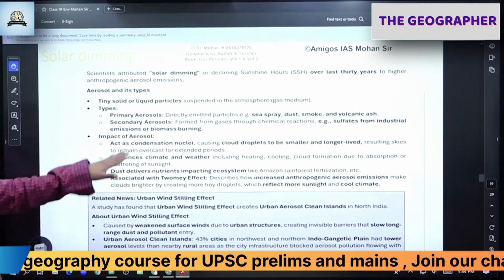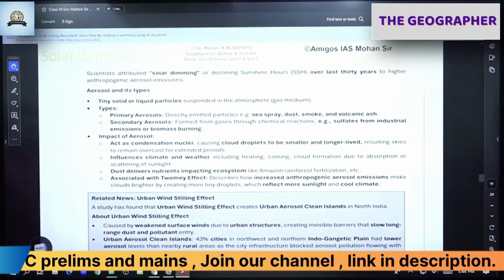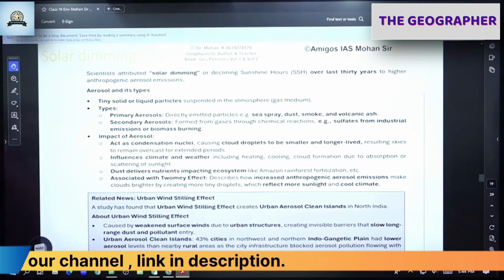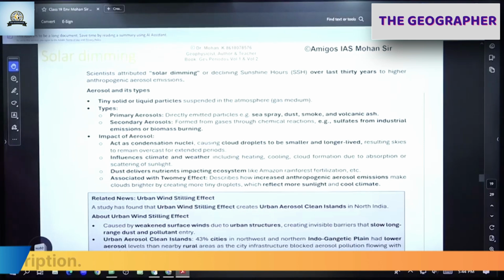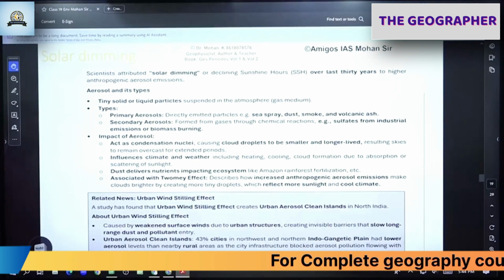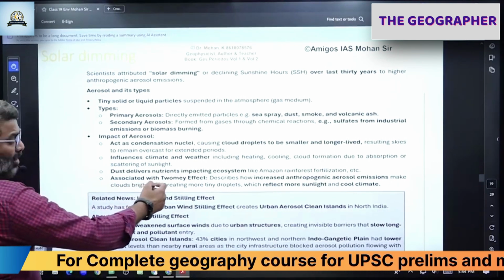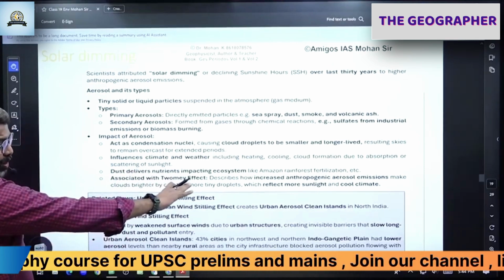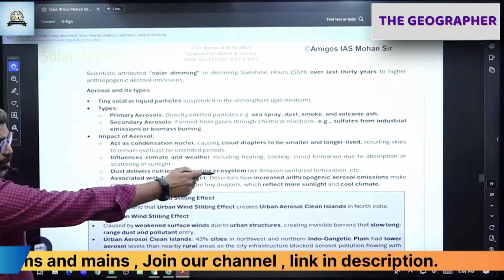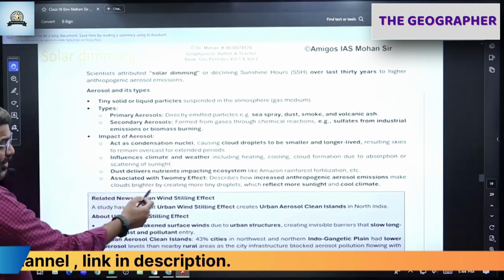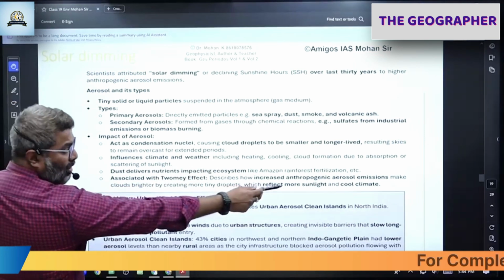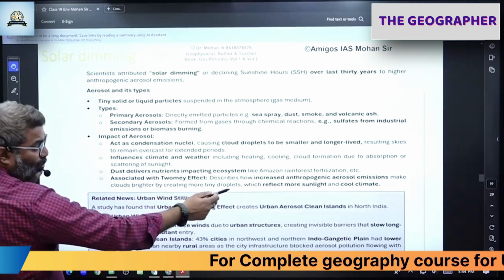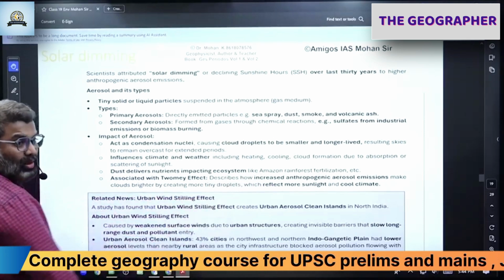The rest is not important, you can just read. You can see this is what we call the Twomey effect. That's what I was talking about. More anthropogenic aerosols result in more tiny droplets, which reflect more sunlight and cool the climate.